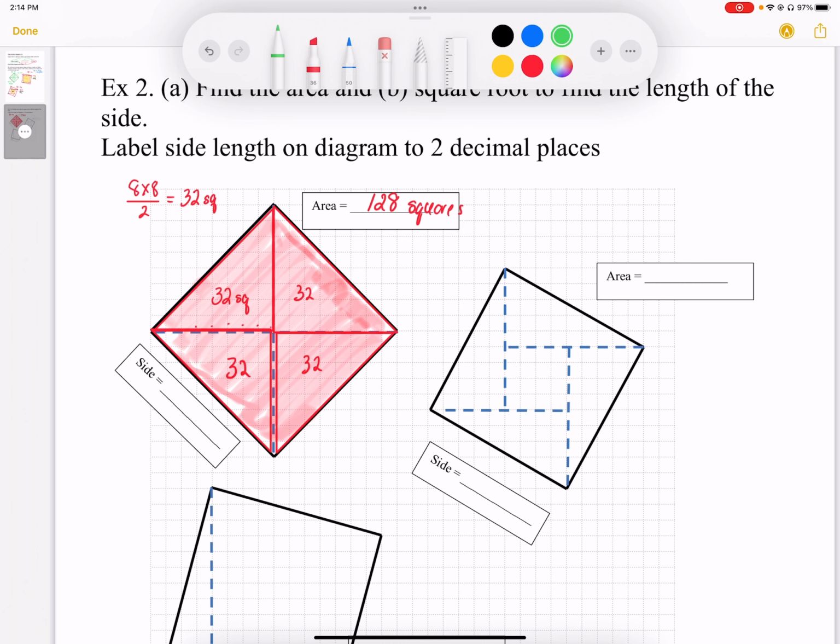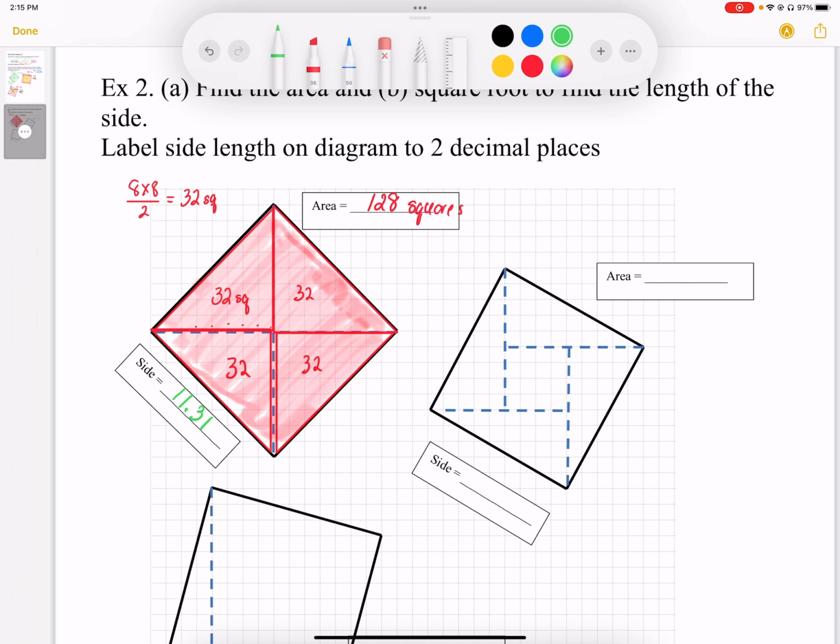That number that you get should be 11.313. So I'm just going to round that to 11.31. That represents the edge length. So it's going to be 11.31 along that edge. If I were to count along the grid, I should rotate this around and count along the grid. My edge length is 11.31 units.